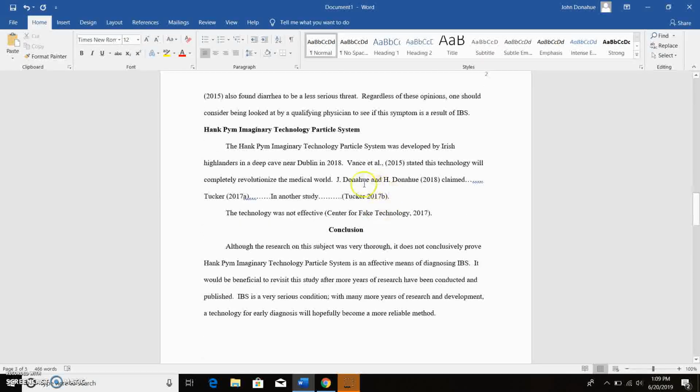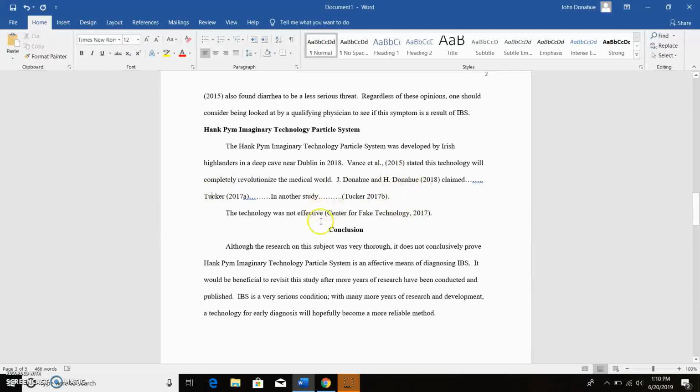Now, sometimes you may have 2 authors with the same last name. If this happens, you want to use the first initials of their names to differentiate between the 2 authors. J. Donahue and H. Donahue 2018 claimed, blah, blah, blah. If you have 2 articles within the same year with the same last name, what you would do is write, for example, Tucker 2017 A, in another study, Tucker 2017 B. This is only if you have 2 authors with the same last name and they're in the same year. If this said 2018, we wouldn't need to put the A and B. It's only if they're within the same year and with the same last name.